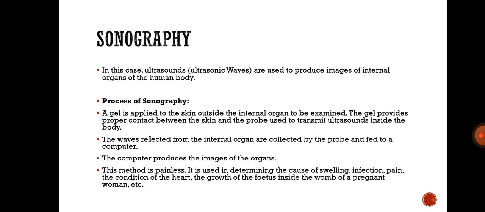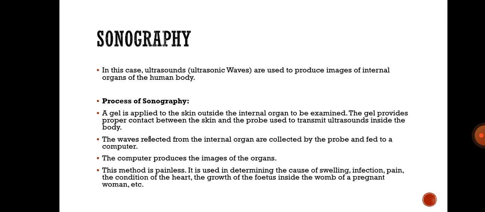As we have seen, using that instrument, with the help of the probe which transmits the ultrasonic waves and receives the reflected rays, with the help of the computer, the images are formed on the screen. The computer produces the image of the organs. And last, in this step, the uses of sonography are given. Why is sonography used? This method is painless, as you will not feel any pain during this method, because only sound is produced inside the internal organ.